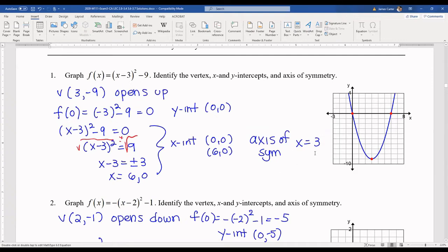We said the axis of symmetry was here, which is where x is 1, 2, 3. Where did we get that? This value, the opposite of the sign.